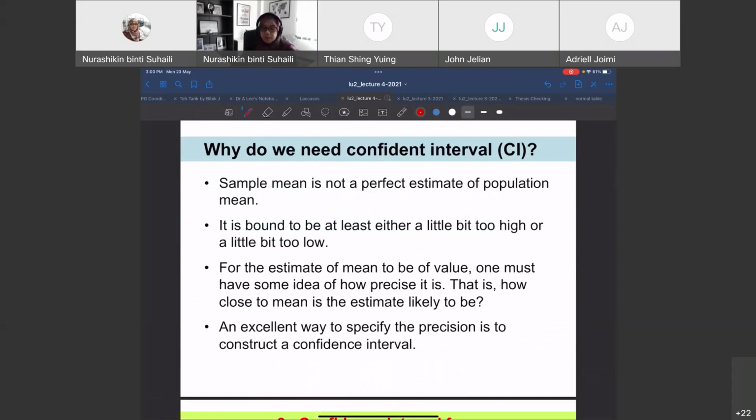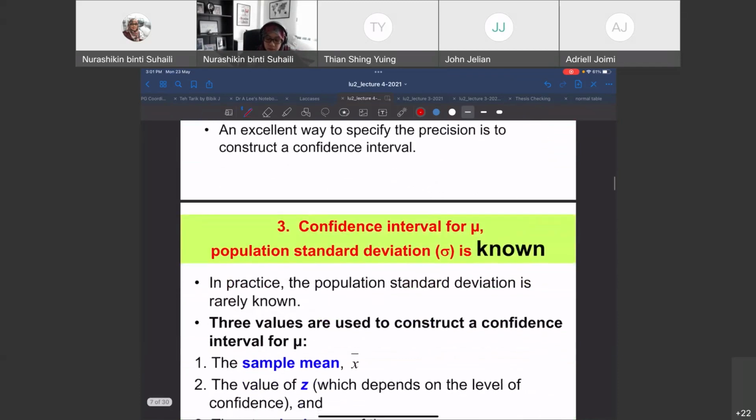So why do we need a confidence interval? Why can we not say our data are 100% true? Because of the mistakes or errors made by humans. When we measure something, we cannot be totally accurate. The sample mean is not a perfect estimate of the population mean. It is going to be either a little too high or a little too low. So that's why we have to set the limit for the estimate of the mean to be precise. The best way is to construct a confidence interval.